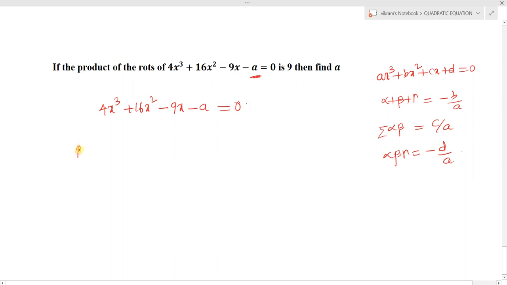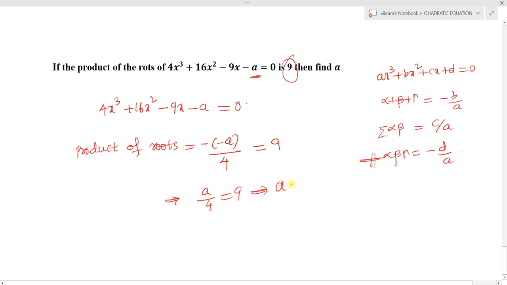The product of the roots is minus of the constant term by the x cube coefficient, that means minus of minus a by 4 equals what is given, the product of the roots is 9. So that implies minus of minus a, that means a by 4, equals 9. Then here a must be equal to 36. Here a equals 36.